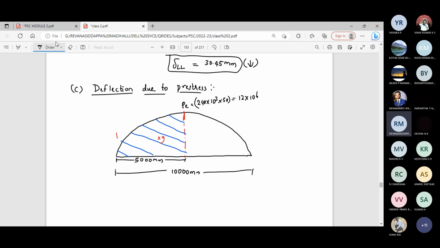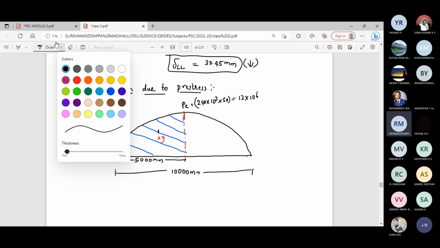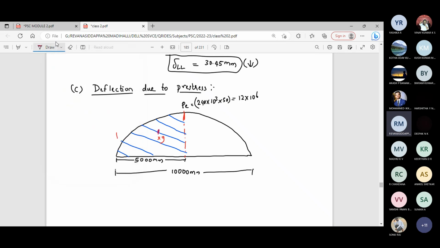So here the distance of the centroid, this distance will be from the extreme edge. What is the formula here? It is 5 by 8 of L. 5 by 8 of L means 5 by 8 of 5,000.